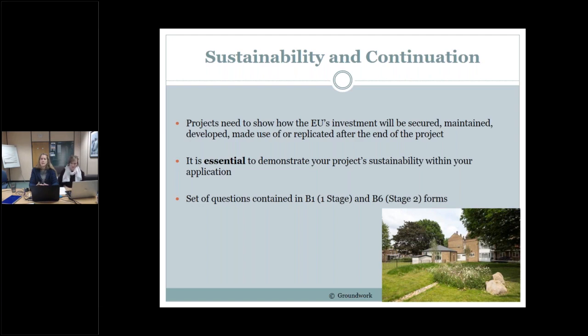And you will also need to consider how the results will be sustained and continued in the medium to long term. In this sense, continuation means the continued use of the solutions applied or developed within the project. But unlike replication and transfer, this is generally limited to the entities involved in the project.